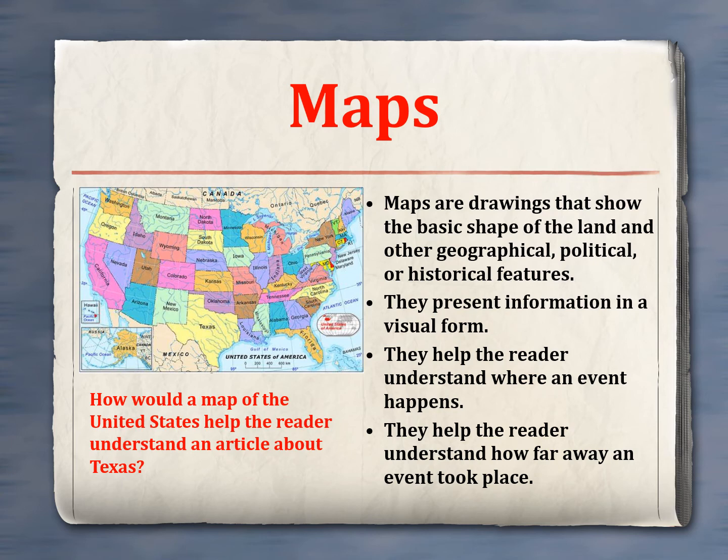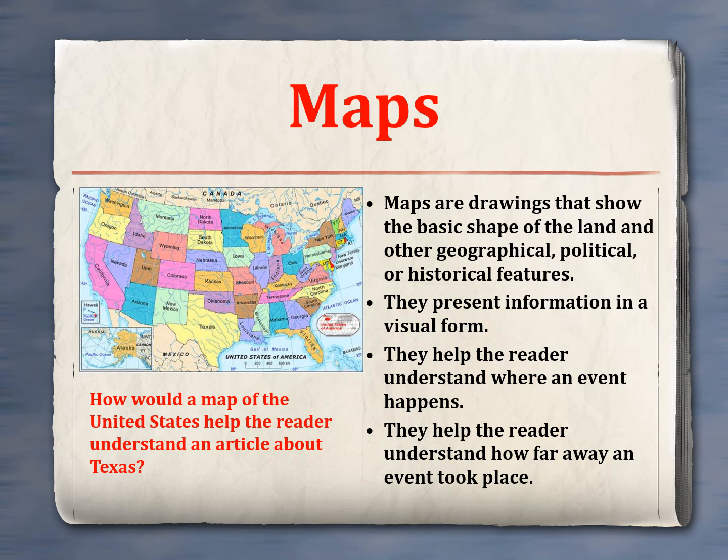All right, so maps, okay? So maps are drawings that show the basic shape of the land, okay? And it can include the bodies of water. It can drill down to just a local area, like a state or something like that. And in this case, you see just a map of the United States, okay? So what maps do is they present geography in a visual form. And it helps the reader understand where something takes place, okay? Especially as it relates to another geographical area, okay? And so it helps us to see how far away or how close two events took place, okay?